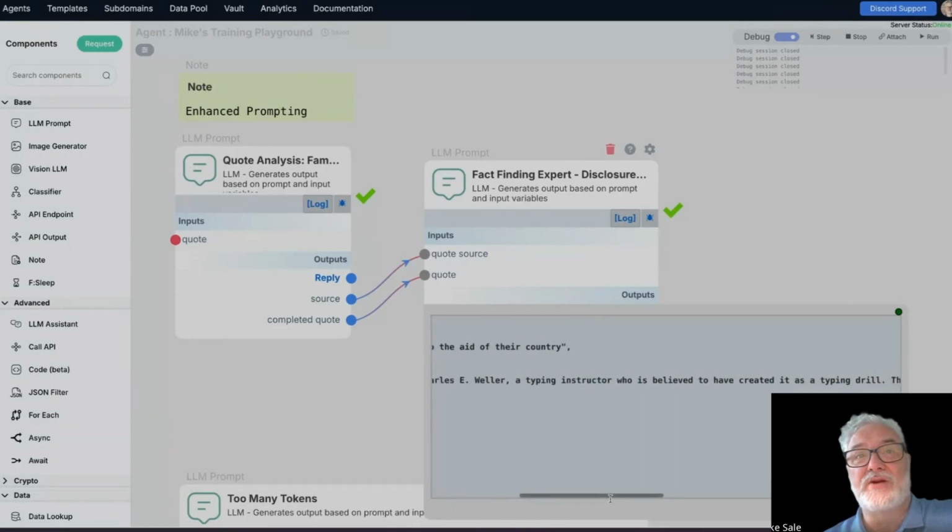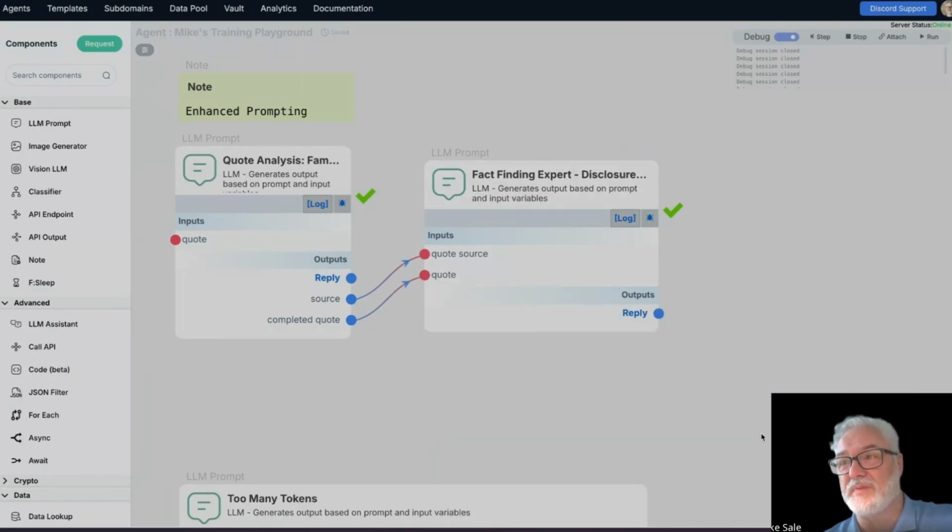This phrase is often attributed to Charles Lee, a typing instructor, who was believed to have created it as a typing drill. The exact words are unclear. So that's a much better answer to explain the source of this. Let's try this out and see. So we've got it working for that one. Can anyone give me a quote that they would like to try? Call a spade a spade.